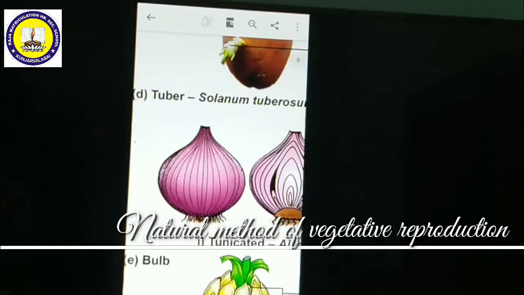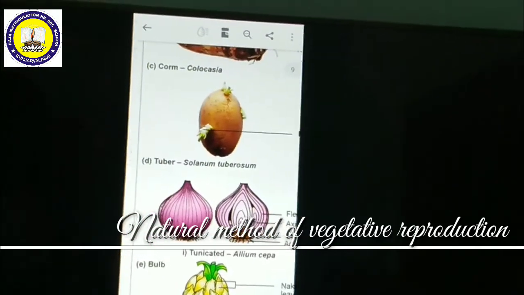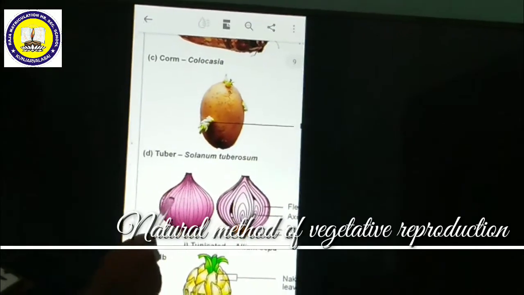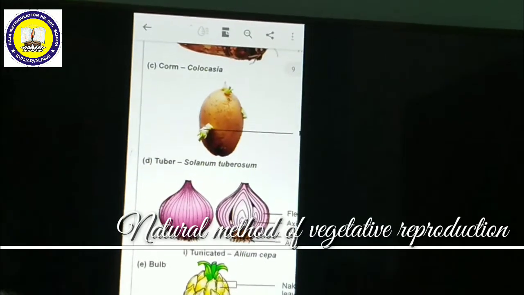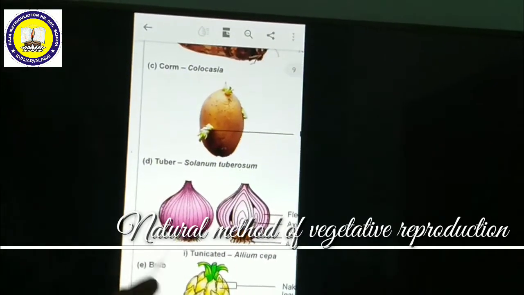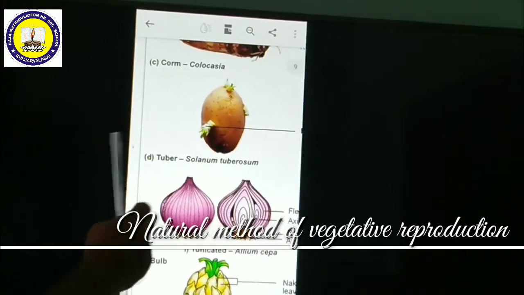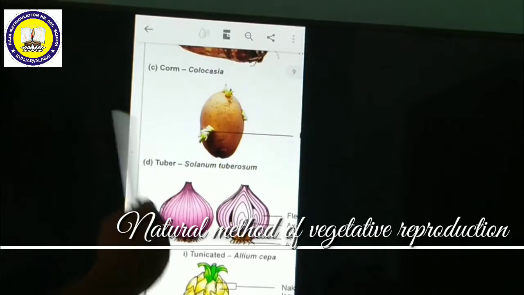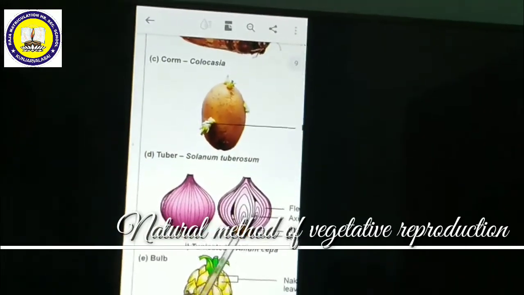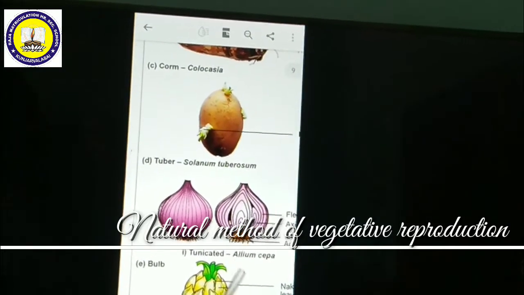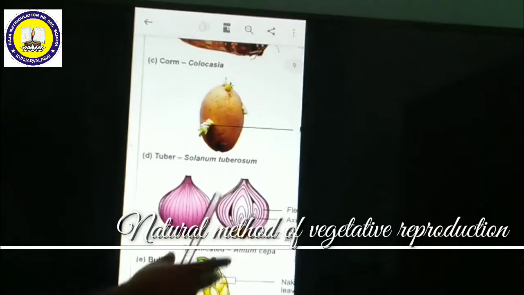Next one is called bulb. Onion, you might have seen onion as well as garlic. This is Allium cepa, and this is Allium sativum. Allium cepa is nothing but onion, and the other is nothing but garlic. Both are bulbs. Bulbs also reproduce underground. They can reproduce as either tunicated or naked. Allium cepa is tunicated, and the garlic plant produces a naked bulb. So there are basically two kinds of bulbs available.